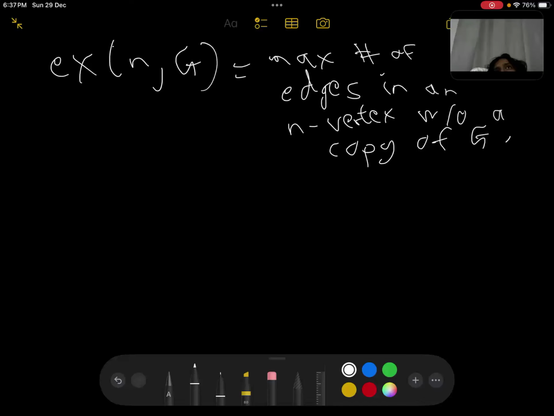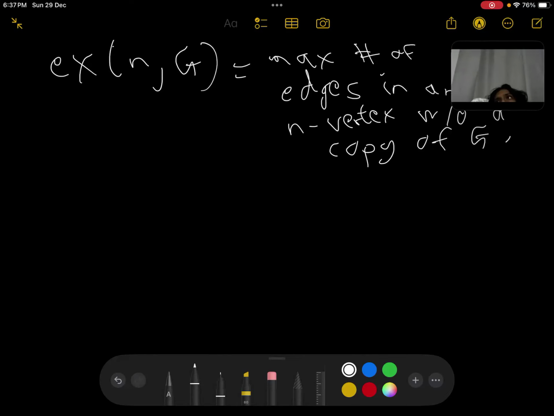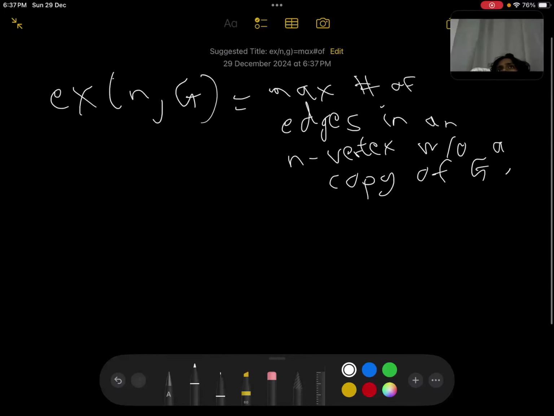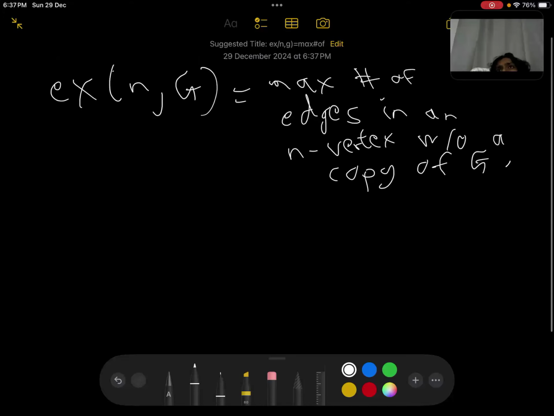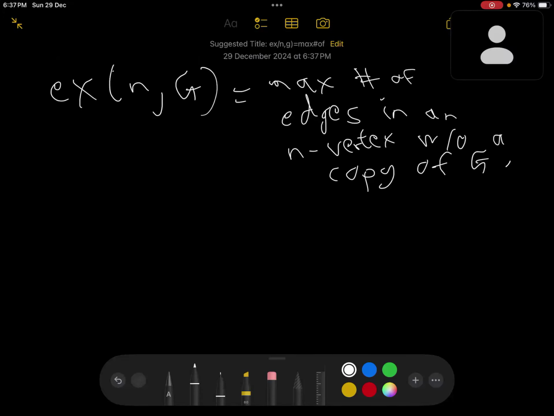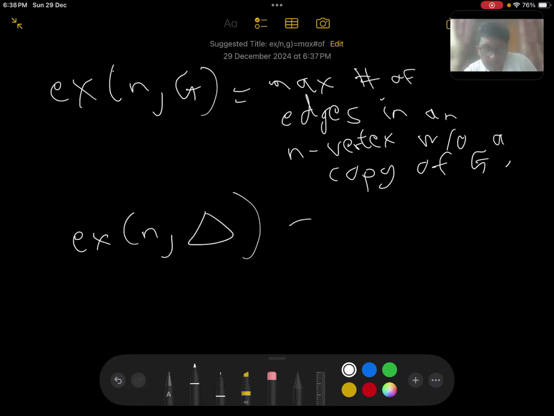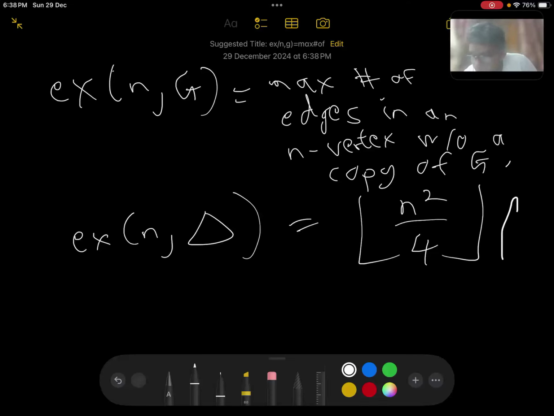So the classical problem is, what's the maximum number of edges in a triangle-free graph? If you have n vertices and the graph is triangle-free, what's the maximum number of edges? N square by 4, right? And what Mantel's theorem says is that ex(n, triangle) is floor of n square by 4. It says the maximum number of edges you can put in an n vertex graph.